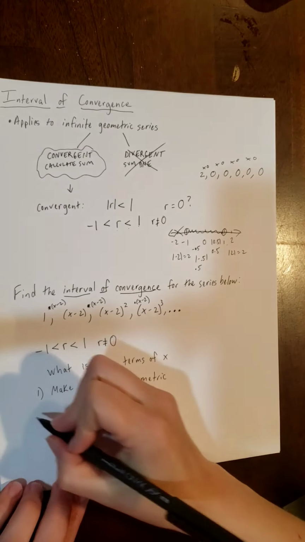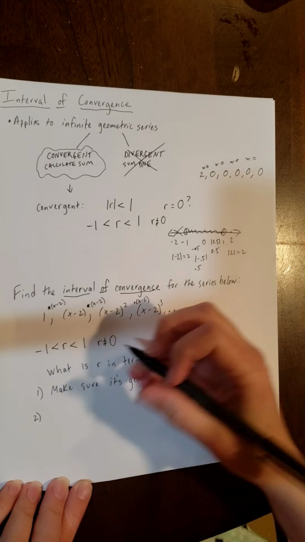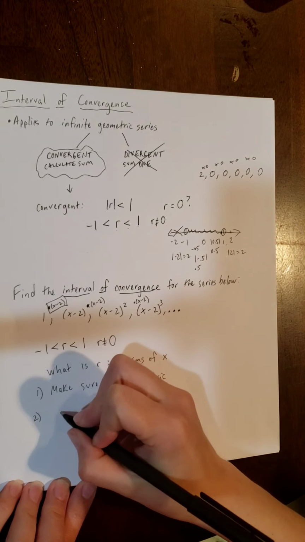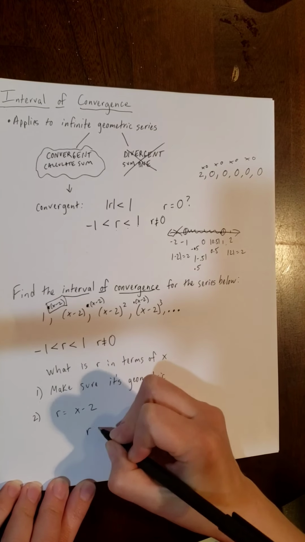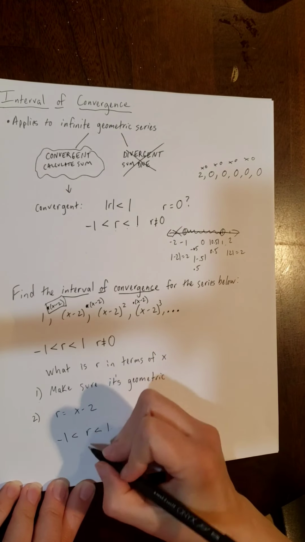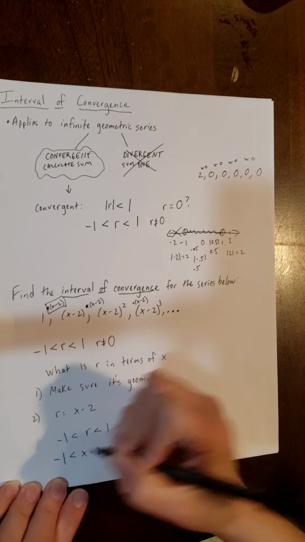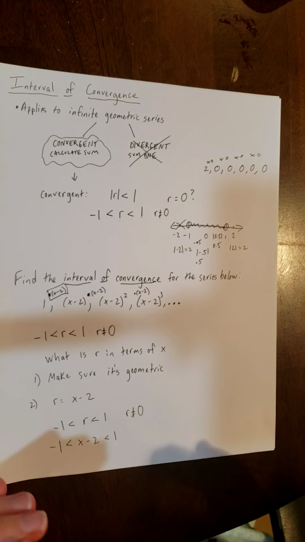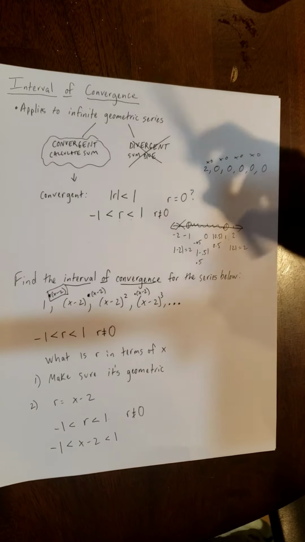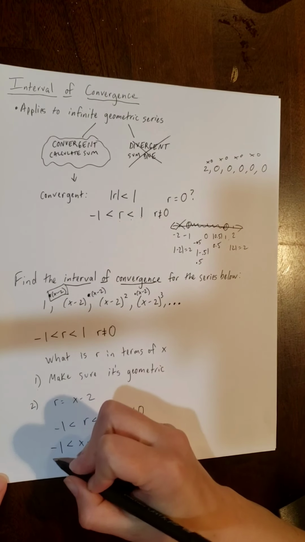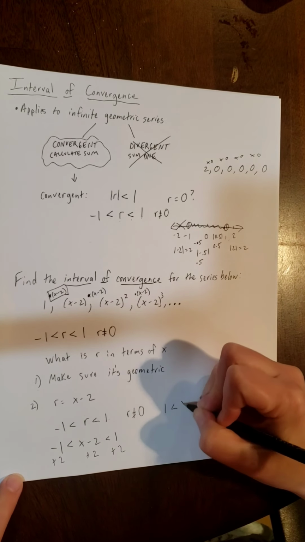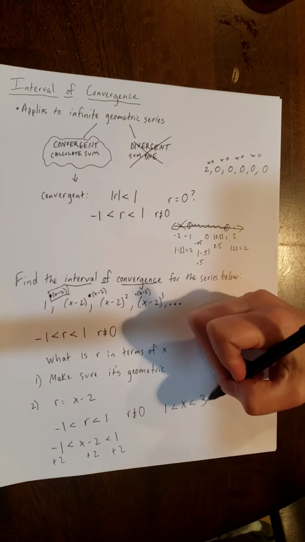So now what we have to do is find when the common ratio is between 1 and negative 1. We're saying r is x minus 2, and r needs to be less than 1 and greater than negative 1, and r can't be 0. What we're trying to find is the values for x so that this series is a convergent infinite geometric series. If I add 2 to both sides, which we're allowed to do, we can just solve this as a compound inequality. This gives us x has to be less than 3 but greater than 1.